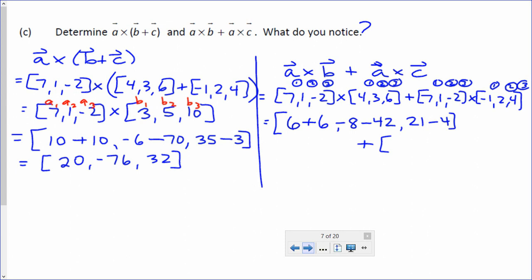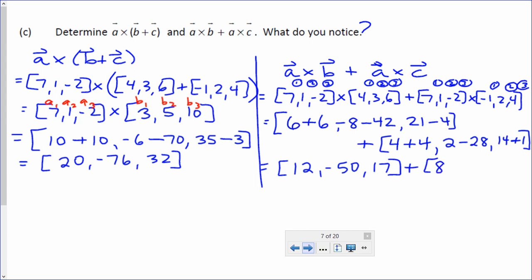So A2, B3, so 1 times 4 is 4. Minus A3, B2, negative 2 times 2 is negative 4, so that's a plus 4. A3, B1, negative 2 times negative 1 is 2, minus A1, B3, 7 times 4, 28. A1, B2, 7 times 2, 14, minus A2, B1, 1 times negative 1 will be plus 1. So I end up with 12, negative 50, 17, plus 8, negative 26, 15.